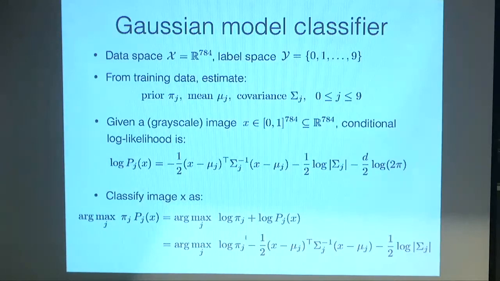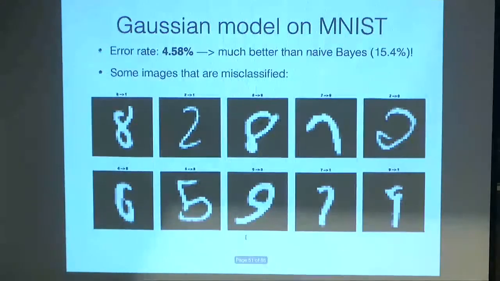Okay, how well does it work? It actually works much better than the naive Bayes. Previously we got 15.4% error rate. Now we get 4.5%.